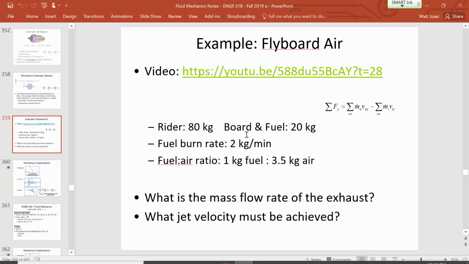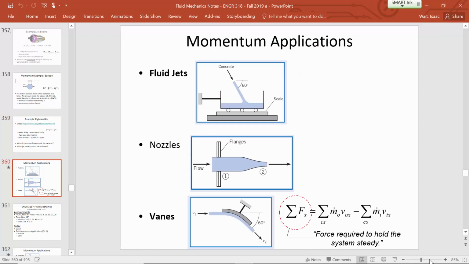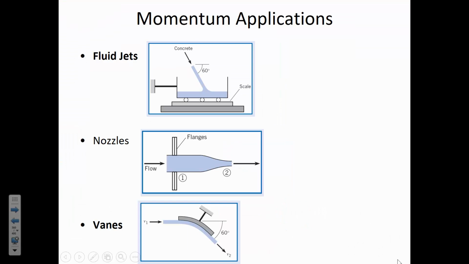But that's your first exposure to the momentum equation. The three problem types that we'll be solving with it are fluid jets, vanes, and nozzles. So in class next time we'll look at some examples of fluid jets and vanes.